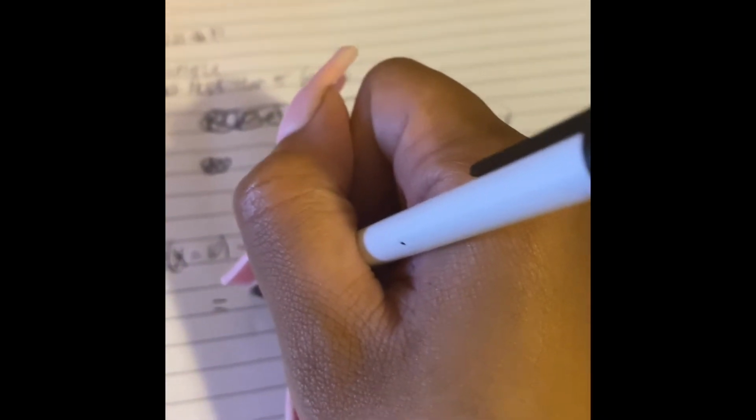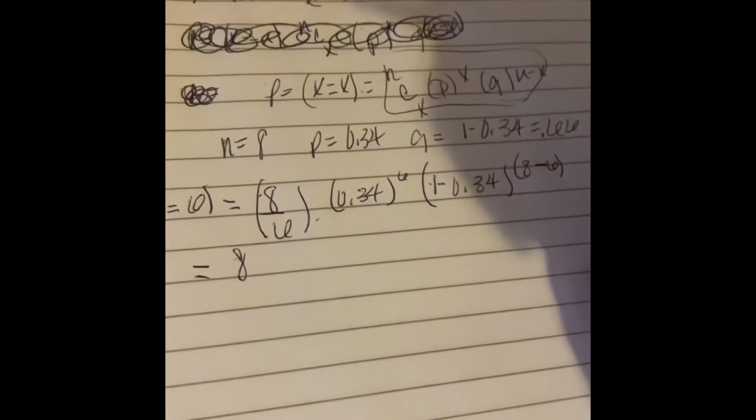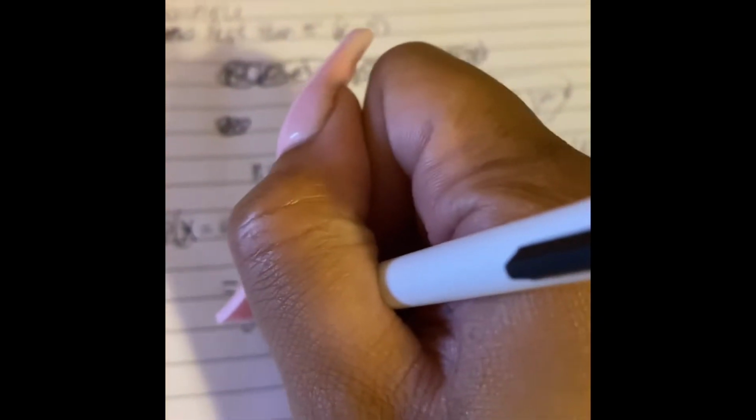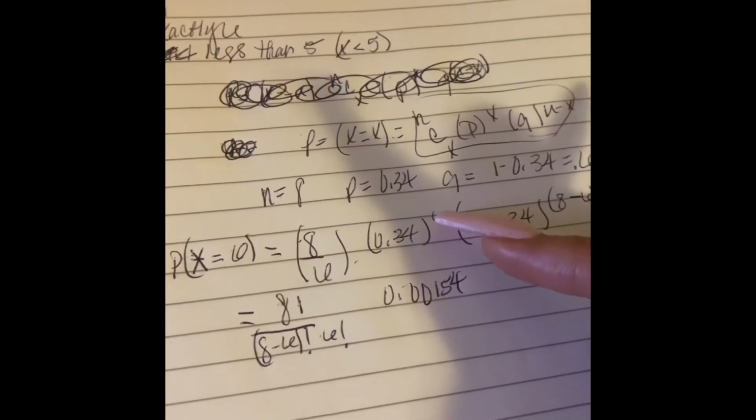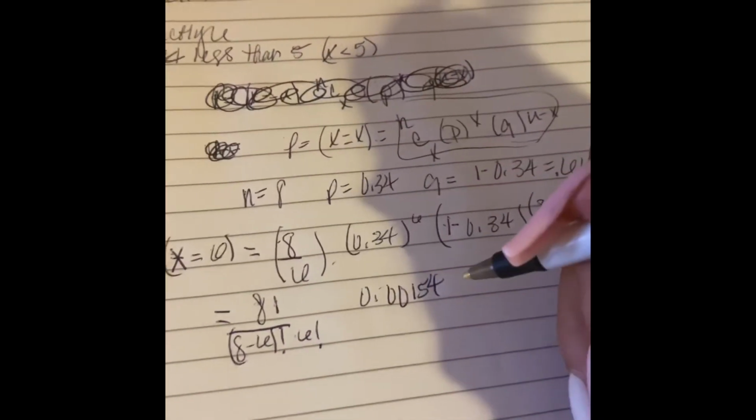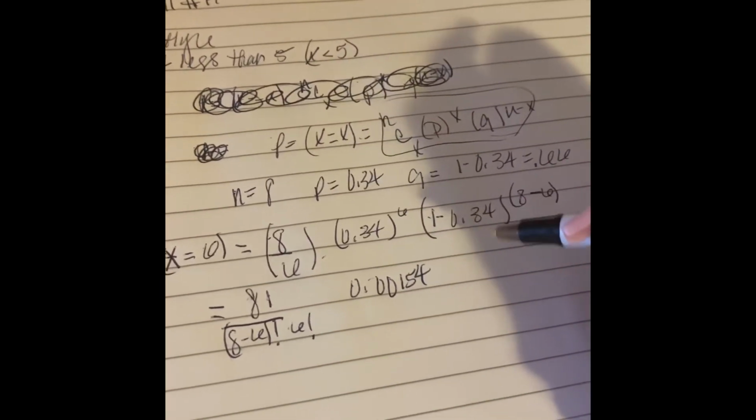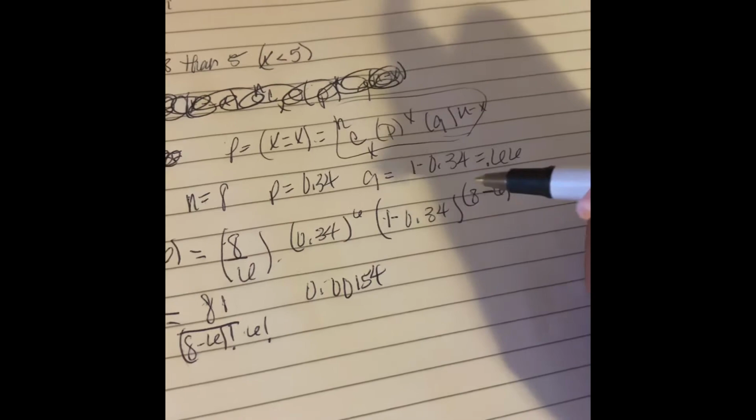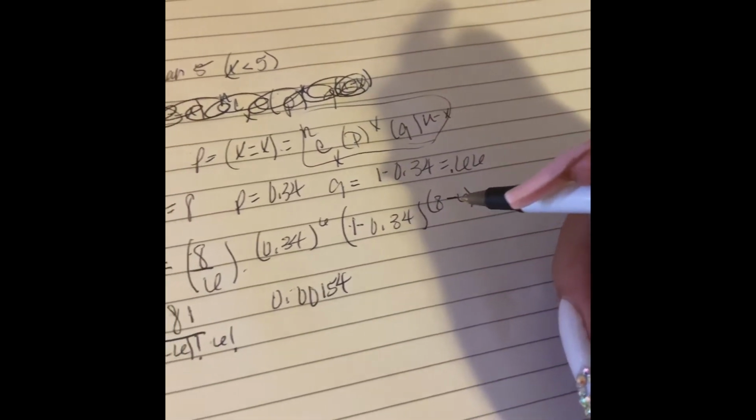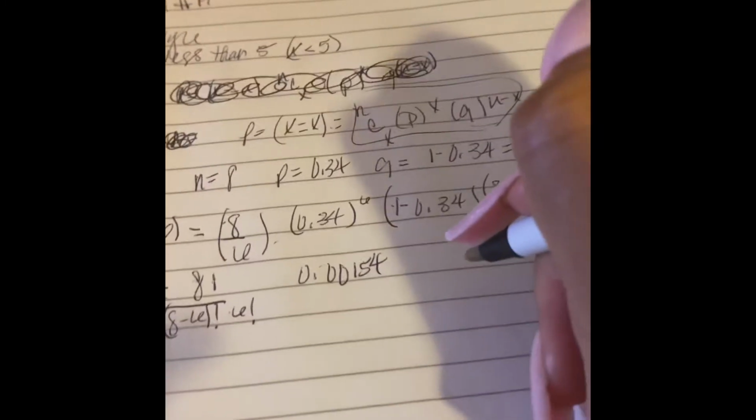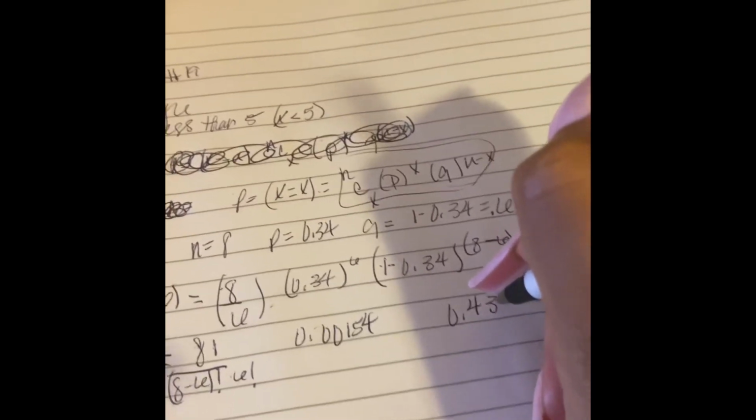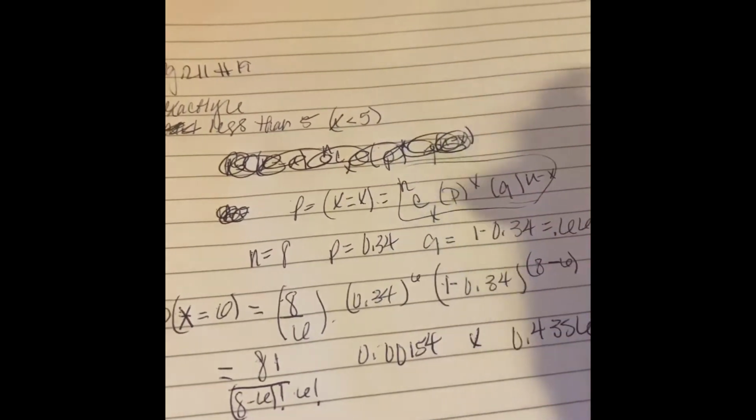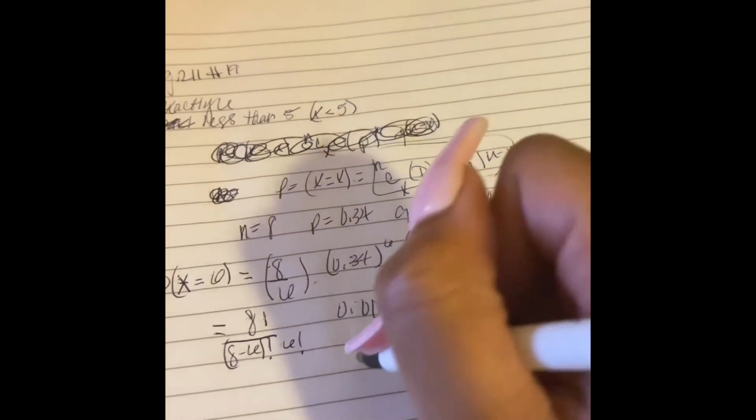We can do it. I'm going to write it in the factorial form. 8 factorial over 8 minus 6 factorial times 6 factorial. I did go ahead and calculate the 0.34 to the 6th power, which is 0.00154. 1 minus 0.34 is 0.66 to the 8 minus 6th power. That equals 0.4356.